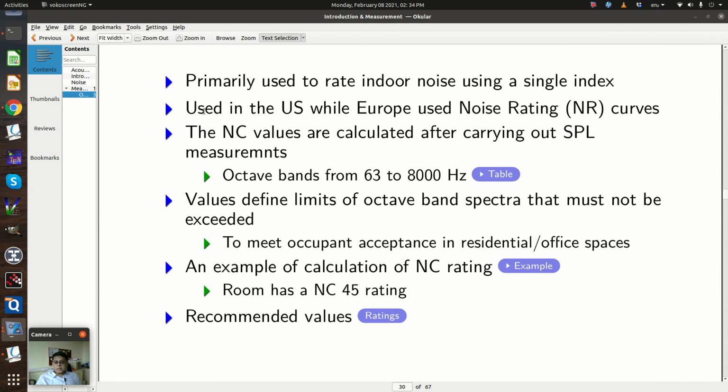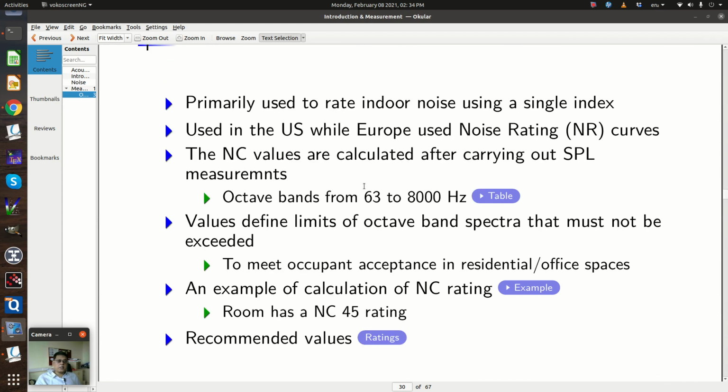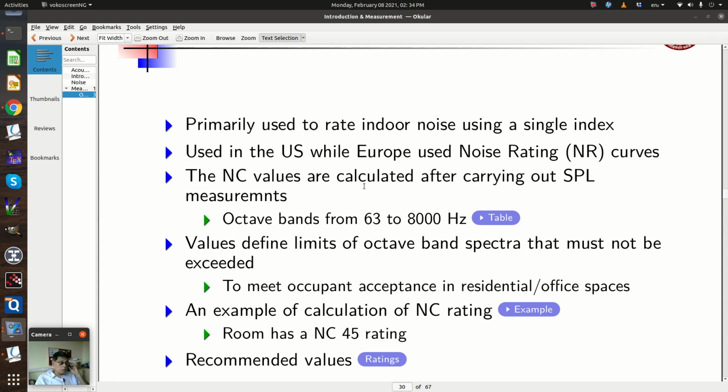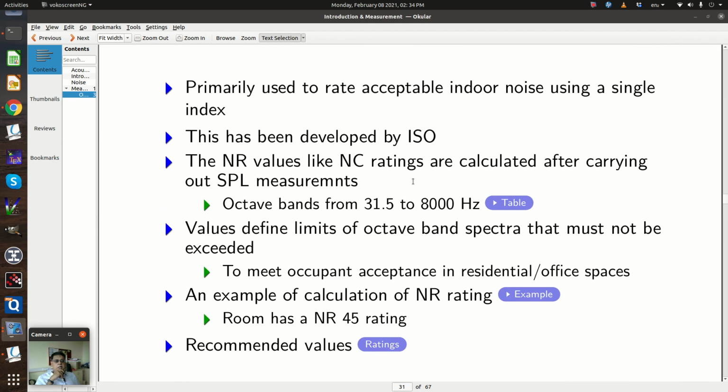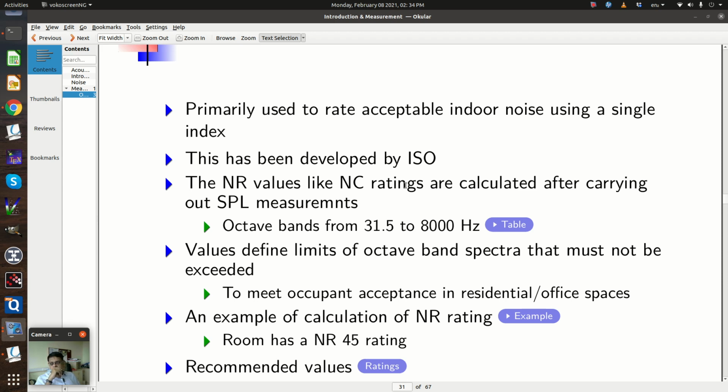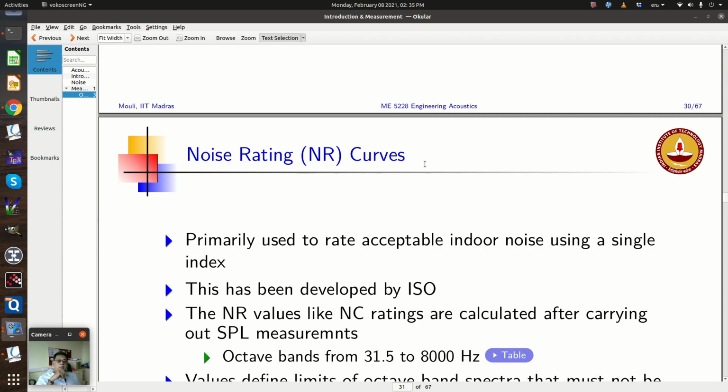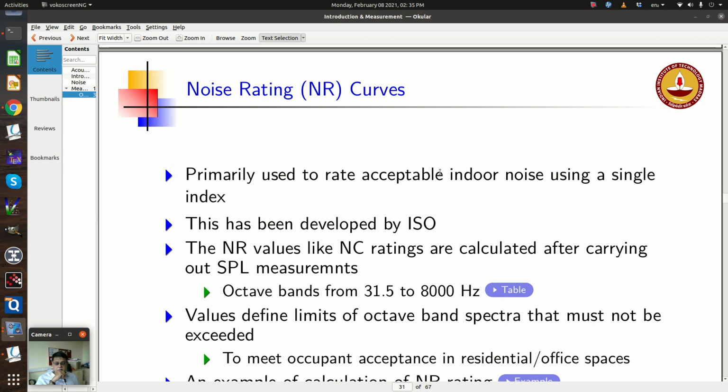Okay, in the last class we had looked at the NC rating, which uses sound pressure measurements in a room from 63 to 8000 hertz. We are going to look at the NR, an ISO-developed rating called noise rating curves, which is very similar to an NC rating. But instead of 63 to 8000 we use 31.5 to 8000, and here is a table that shows you.